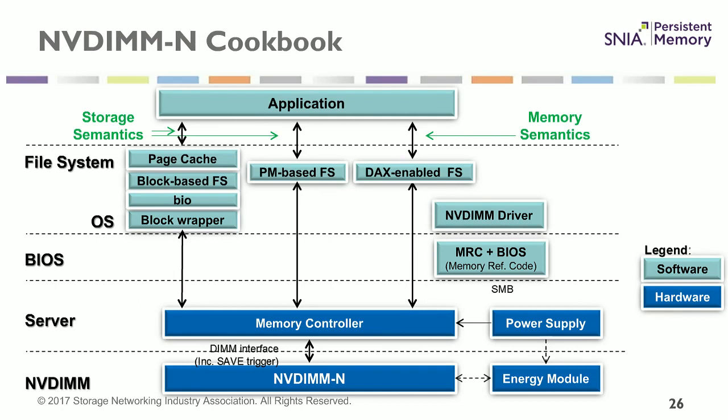And then on the very bottom, you have the NVDIMM-N combined with an energy module that's used to provide that backup power to the DRAM long enough for the data to be transferred from the DRAM to the flash. So that's a quick model of the ecosystem surrounding NVDIMM-N.